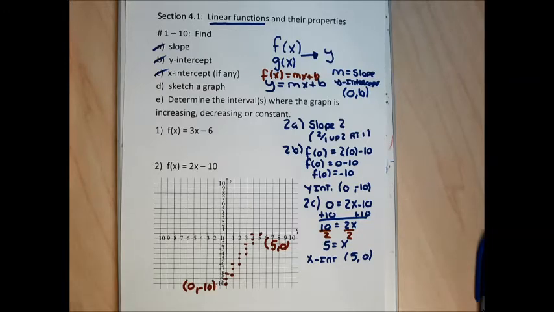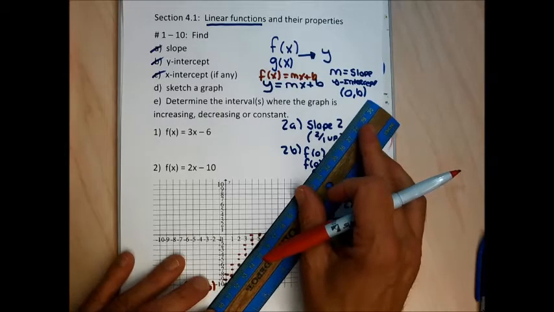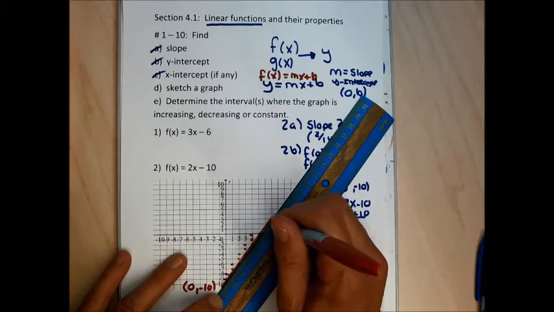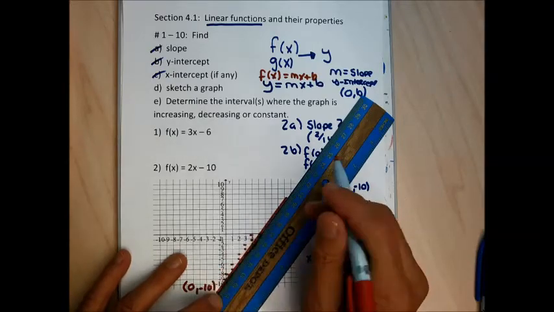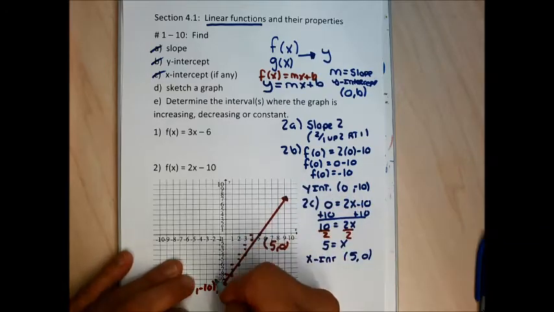Now finish up my graph by just connecting these points with a line. On the next problem, when I go to sketch a graph, I'm going to plot less points, I guess. And I won't use the slope.